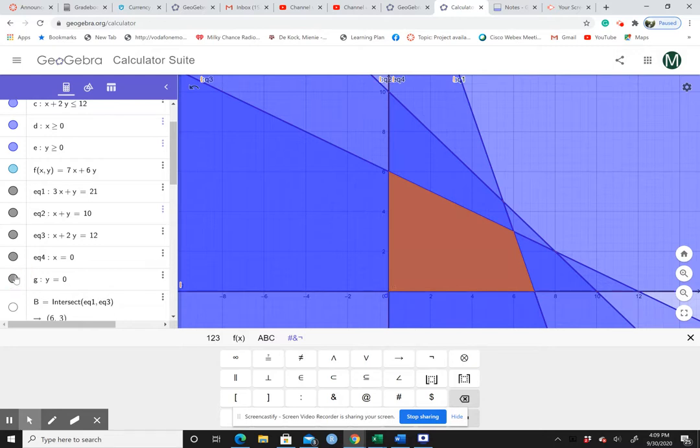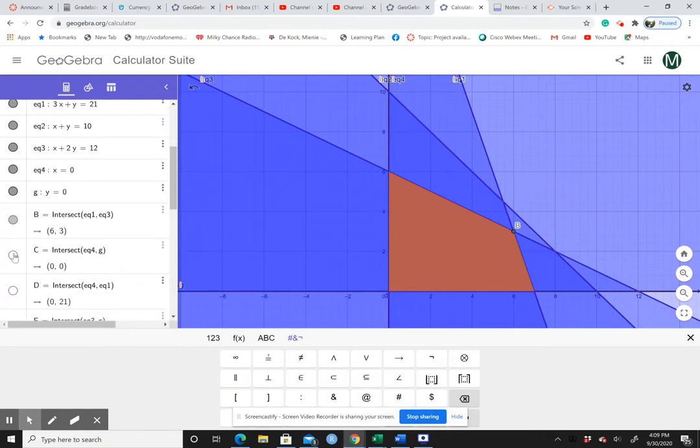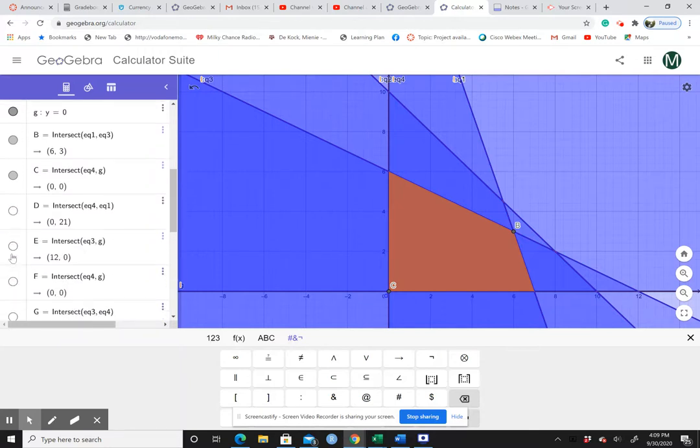There we are. And now we're going to intersect those straight lines because I want to know what those corner points are. The fundamental theorem of linear programming tells me that the maximum value will occur at one of those points. So I'm going to intersect those straight lines, and then I get the point BC. Okay, we don't have to worry about that intersection or that one.